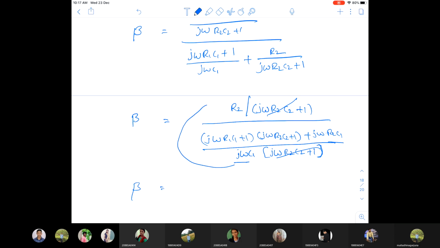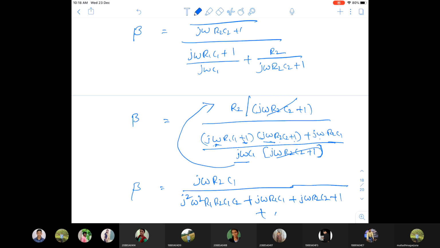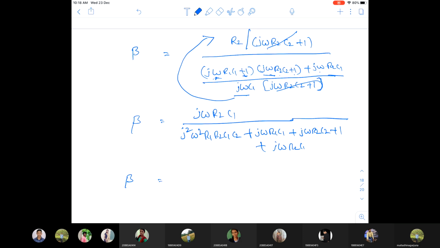Beta is equal to, this goes to the numerator, j omega R2 C1 divided by, multiply internally here. These two multiply internally: j omega R1 C1 into j omega R2 C2, so j square omega square R1 R2 C1 C2, plus j omega R1 C1 plus 1 into j omega R2 C2 plus 1, plus this term, j omega R2 C1. Is it clear? I just multiplied internally. Any doubts in this?